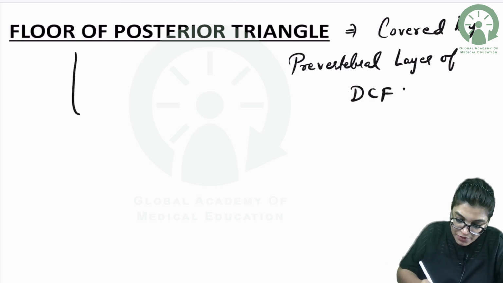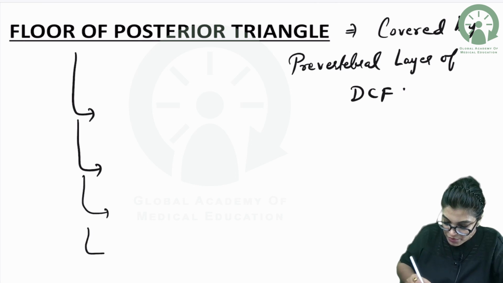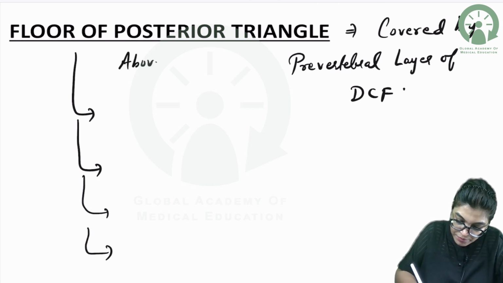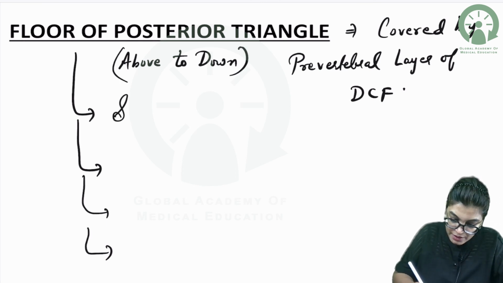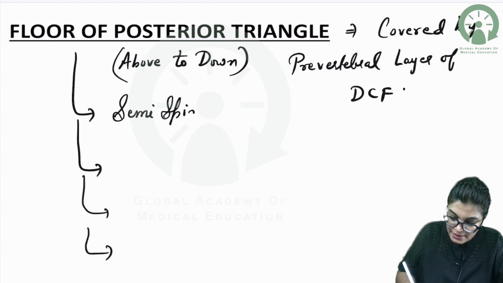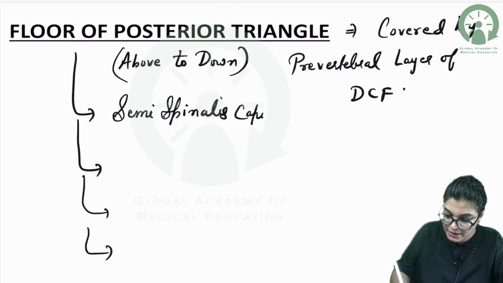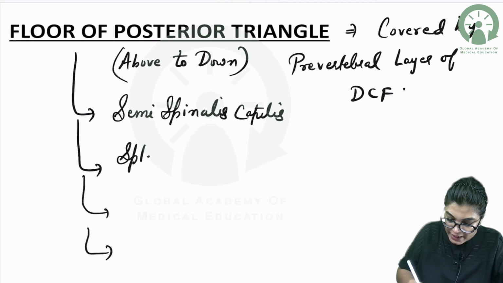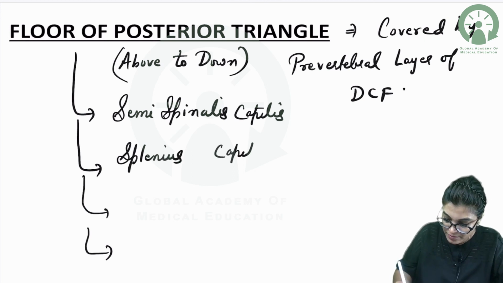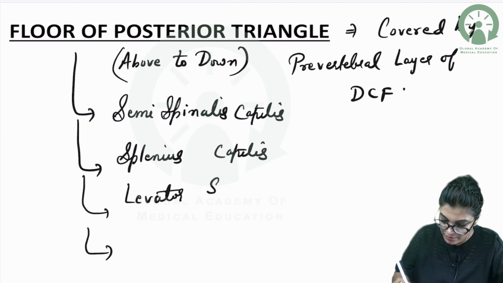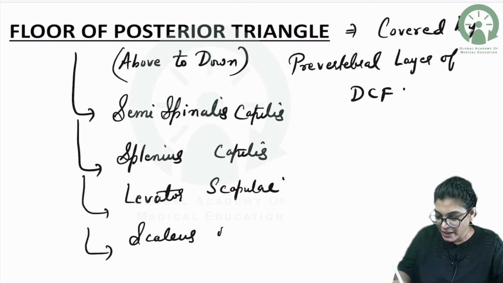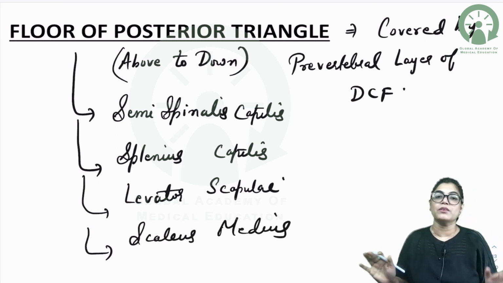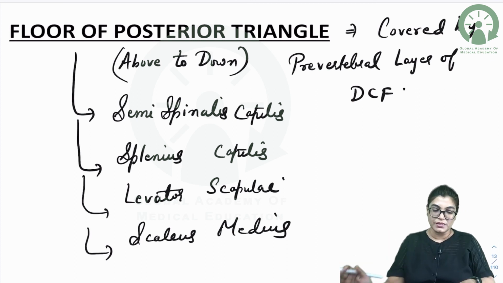The floor muscles are following. So, which are the floor muscles? The floor muscles are following from above to down. They are semispinalis capitis, splenius capitis, levator scapulae, scalenus medius muscle, mainly this only, but at times there can be the first digitation of serratus anterior muscle.